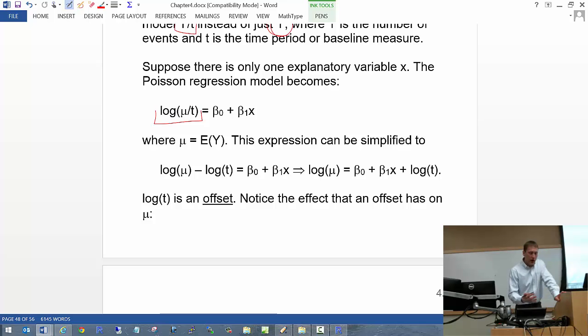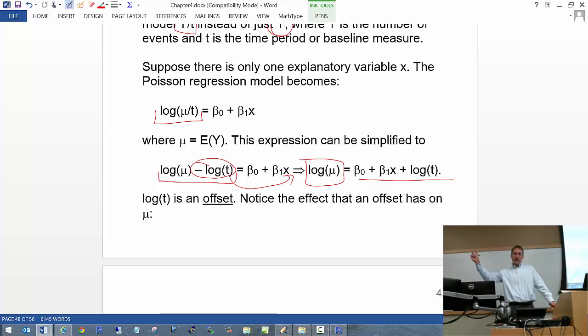Well, using properties of logs, look what happens. That log of mu divided by t becomes log of mu minus log of t. How about we move this minus log of t over to the right-hand side? We can do that. So now we have just log of mu is equal to beta 0 plus beta 1 times x plus log of t.